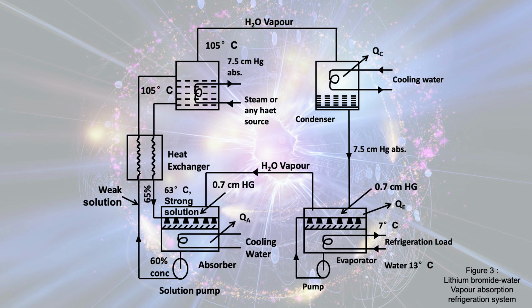The fluid which is entering the generator is heated, and the weak solution coming from the generator has its temperature reduced before entering the absorber. So this is the process for the vapor absorption refrigeration system, where we use water as a refrigerant and the absorbent is lithium bromide. So let us solve a very interesting problem on vapor absorption refrigeration system.